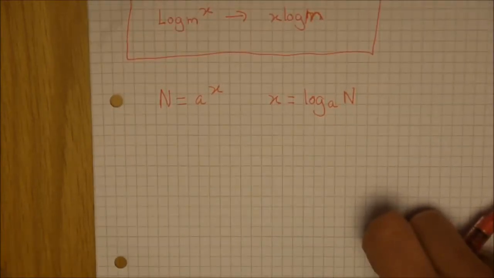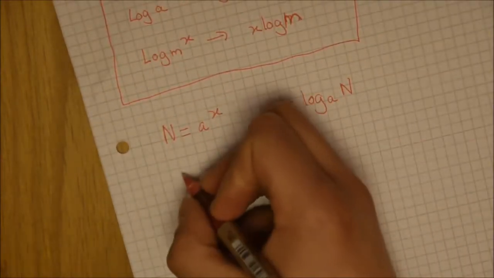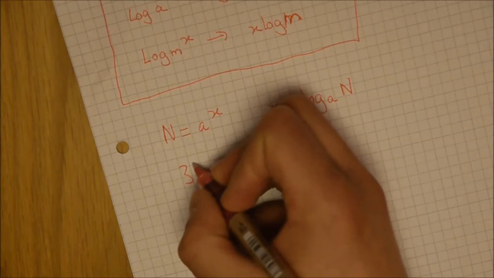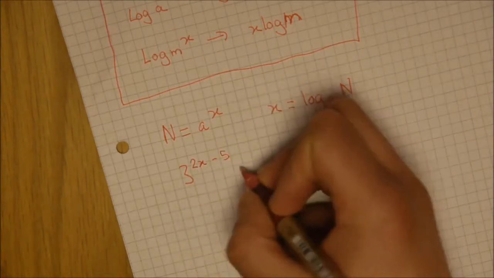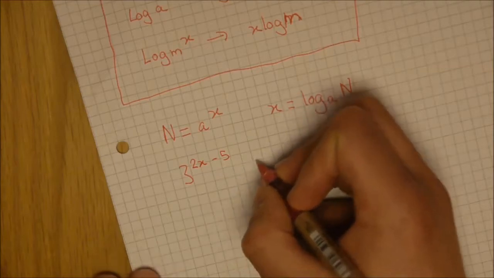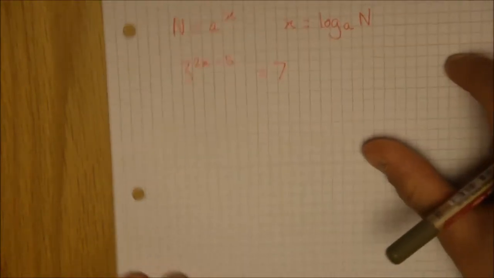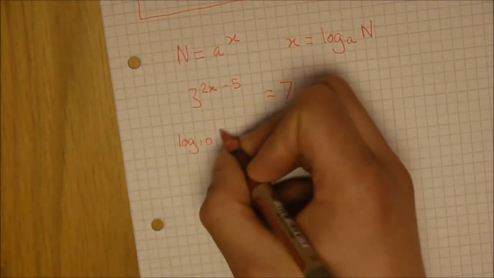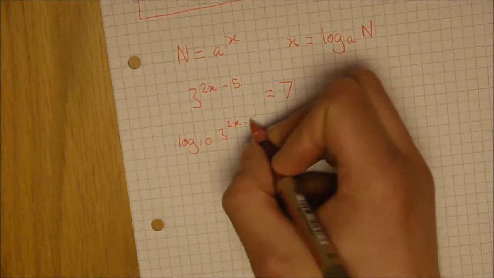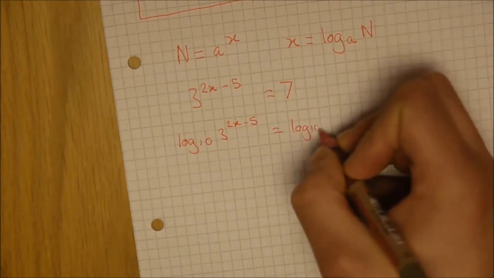Now then, I've got a question lined up so that we can really see what logs are about, and that is 3 to the power of 2x minus 5 equals 7. Now the first thing we do in this situation is we log it effectively, so we can say log 10 of 3^(2x-5) equals log 10 of 7.